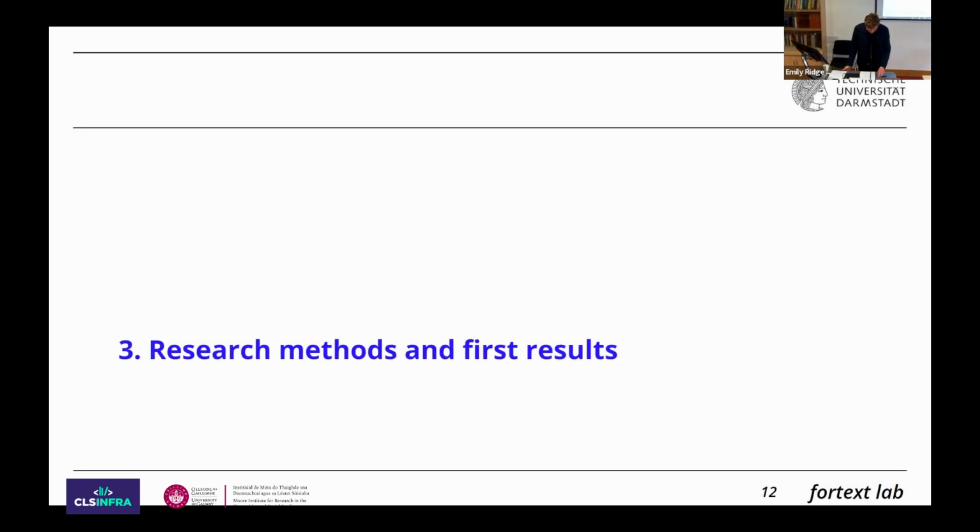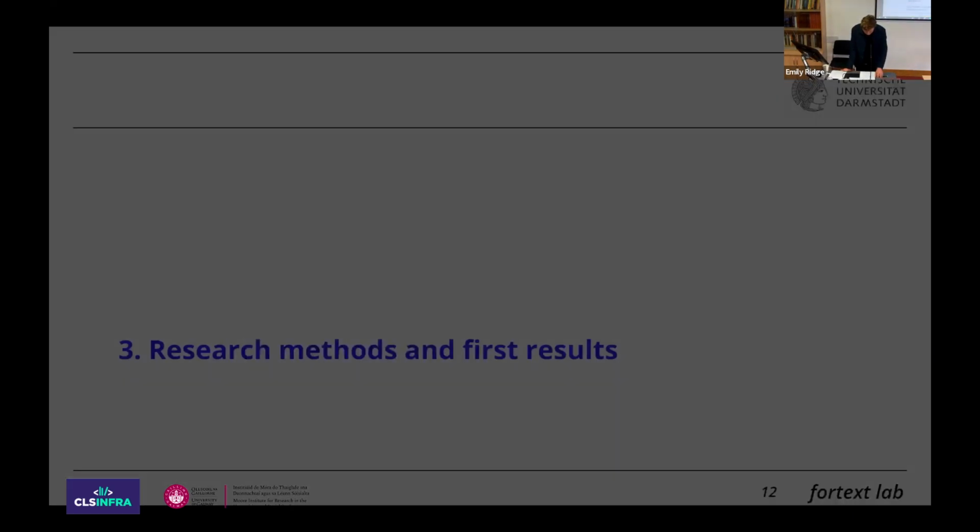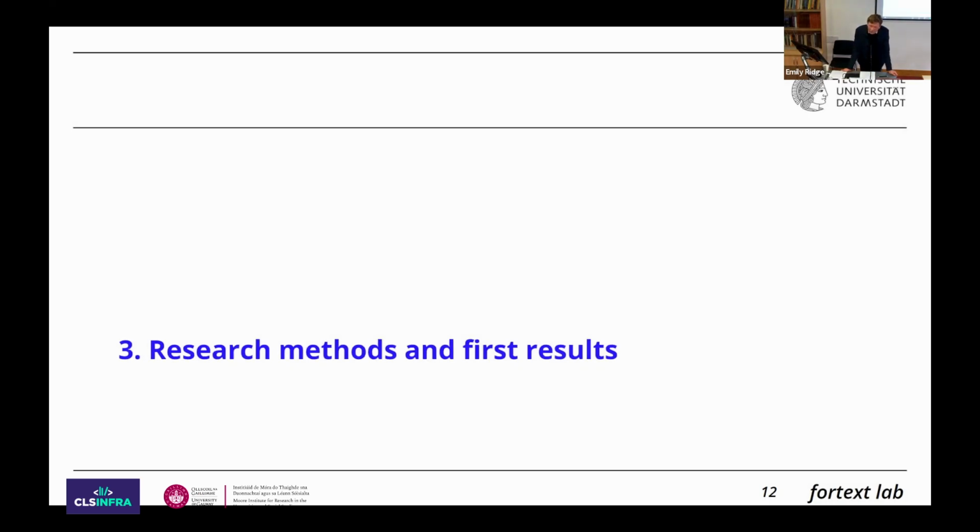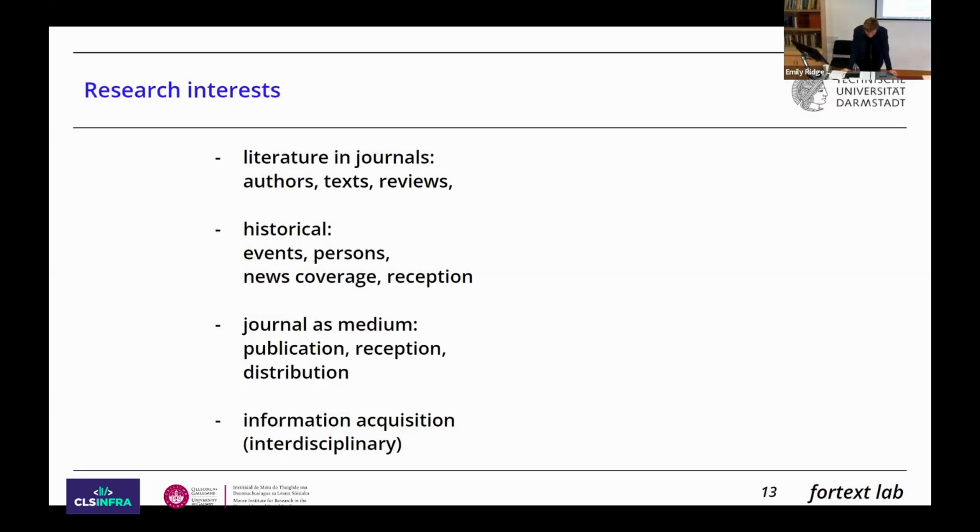I have therefore tried a classical computational approach and a new approach. However, the latter doesn't really work yet, I have to say, but here are my first results. Here you can see at first the very different research interests in regards to journals and periodicals: literature in journals, historical journal as a medium, and information acquisition. Well, this is very interdisciplinary.